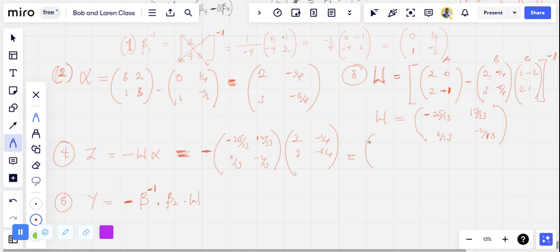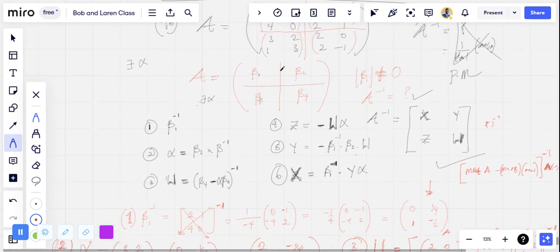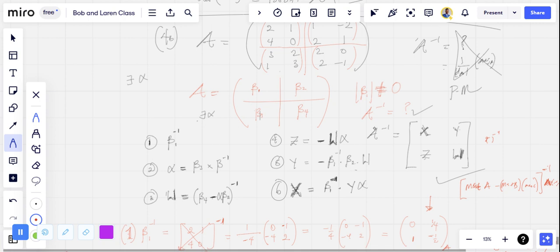Our Z value now, we have it as minus 1 over 13. This is my Z value: 15 over 13. I will have this as minus 6 over 13 and minus 1 over 13. This is what I will have as my Z. So I've gotten one answer for my inverse. I've gotten Z already. I've gotten W as well. I have the answers for W and Z.